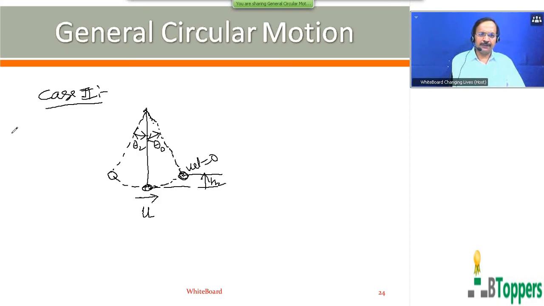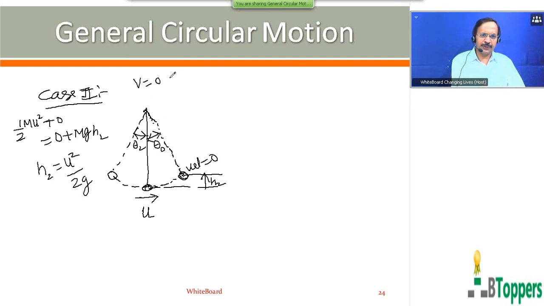So as I already explained, from conservation of energy, the total mechanical energy of the bob at the lowest position is equal to the total mechanical energy of the bob at the highest position. At the lowest position, kinetic energy is half mu square and potential energy is 0. At the highest position, kinetic energy is 0 and potential energy is mgh2. So the vertical height above the lowest position at which the magnitude of the velocity of the bob becomes 0, that means v becomes 0 at h equal to h2, is u square by 2g.